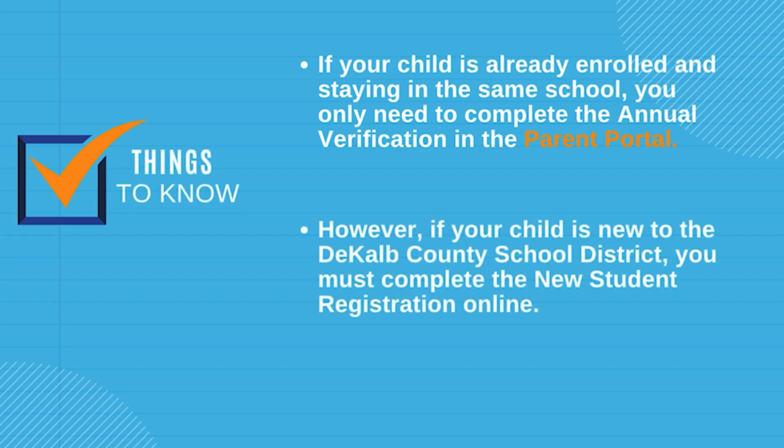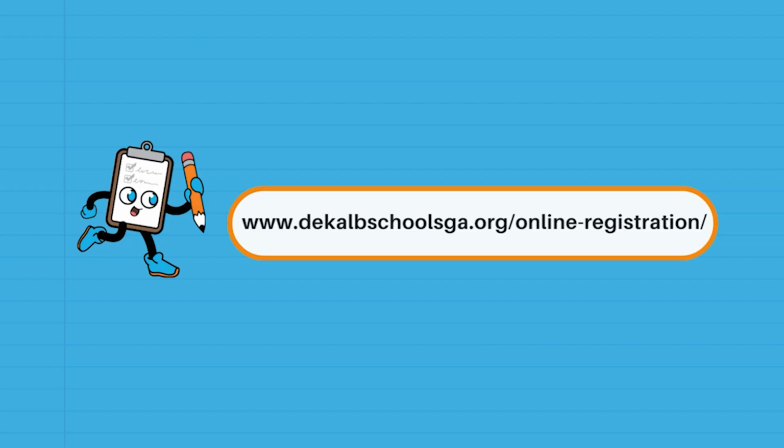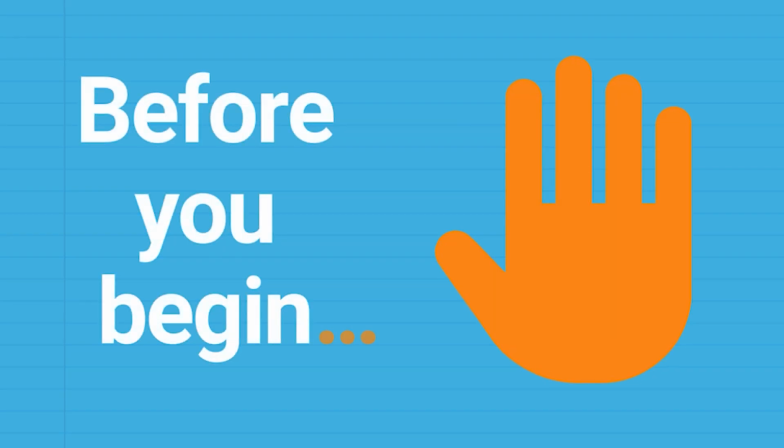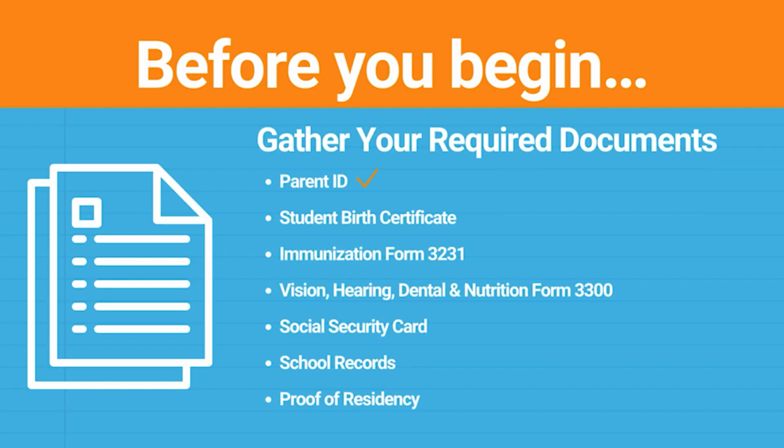Visit www.dekabschools.ga.org/online-registration/. Before you begin, gather these documents: parent guardian photo ID, student's birth certificate, immunization form 3231, vision, hearing, dental and nutrition form 3300, social security card optional, school records, proof of residency, utility bill, lease, etc.